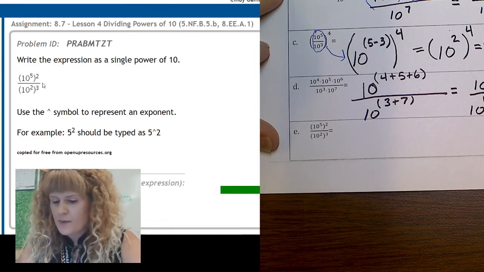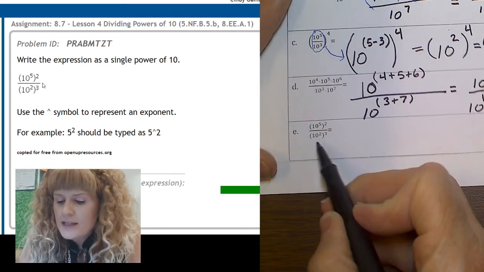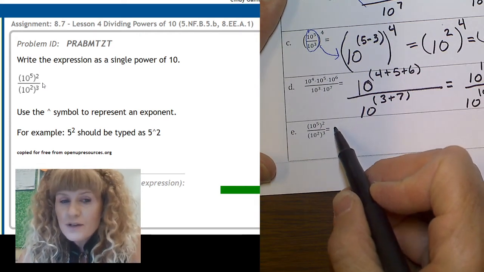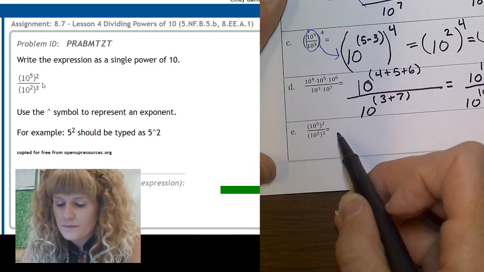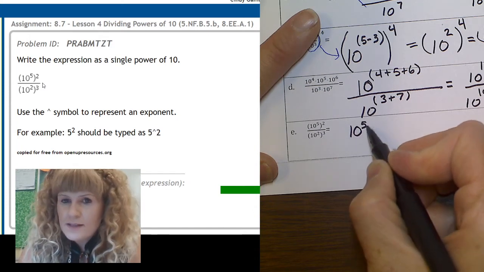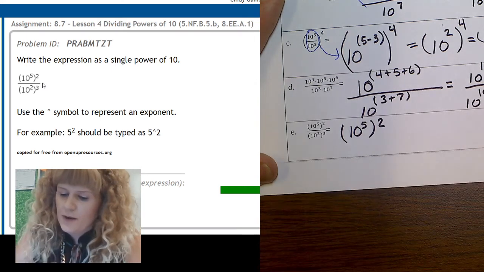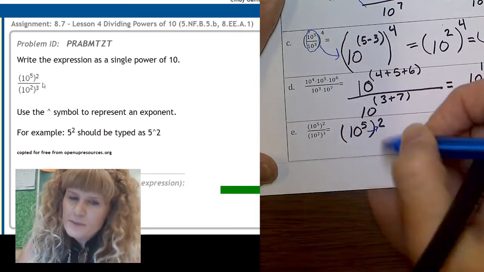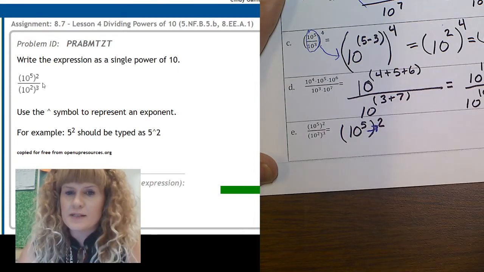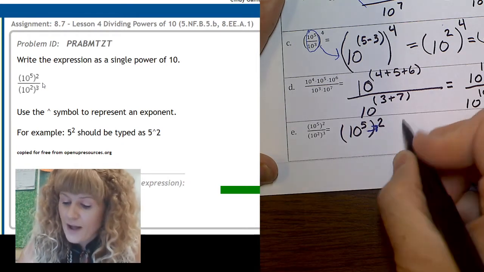I think you can do this one. Can't you? We're getting good at this. In the numerator, 10 to the 5th to the 2nd power, you're going to use the power to a power rule. Remember, when you have some power to the next power, which is what you have in the numerator, you must multiply the exponents, because we have 10 to the 5th two times, so 2 times 5.